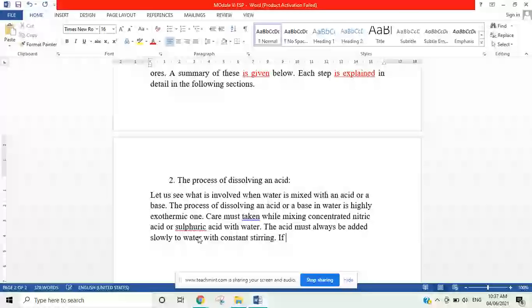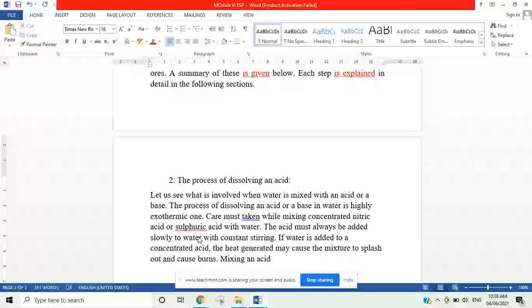If water is added to a concentrated acid, the heat generated may cause the mixture to splash out and cause burns.